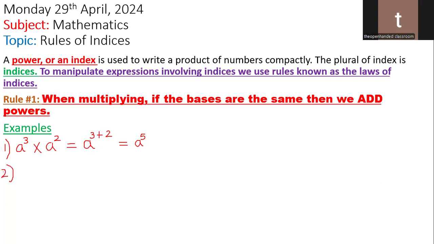Let's do another one. Let's say if we have b to the power of 4 times b to the power of 6. What's the answer going to be? Anyone can answer. B to the power of 10, because it's 4 plus 6, which is going to be equal to b to the power of 10. Very good.